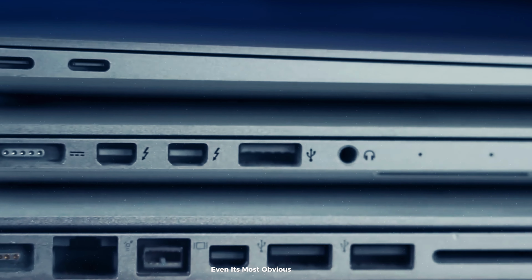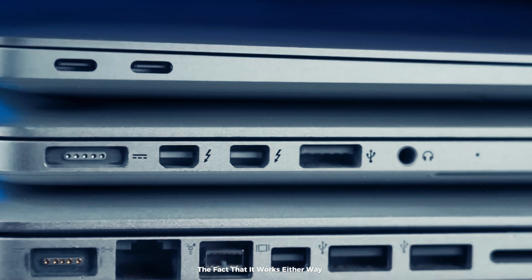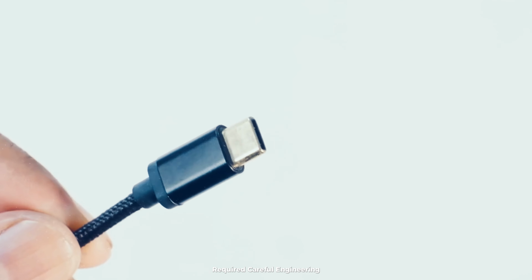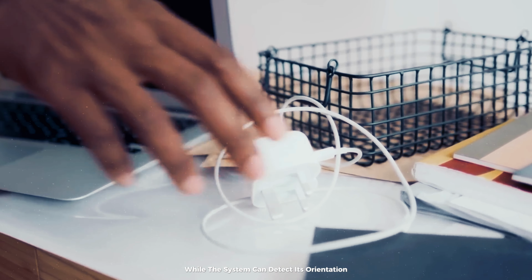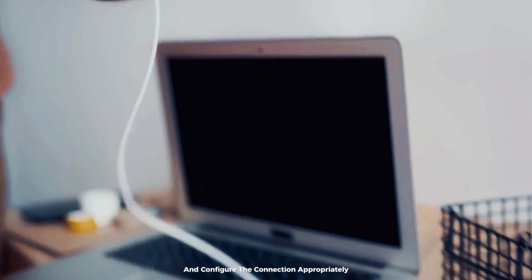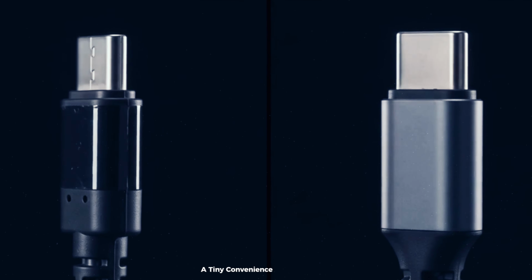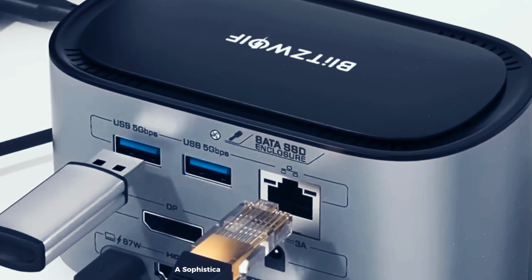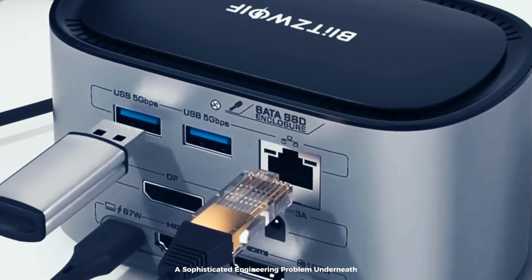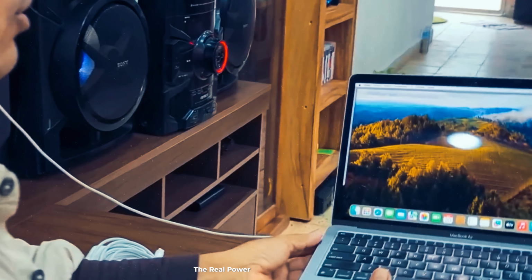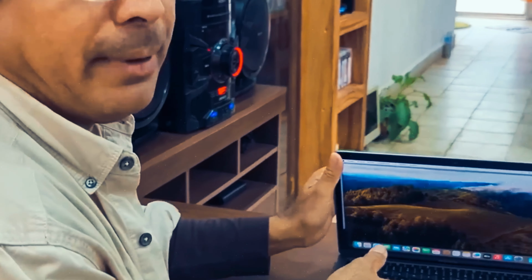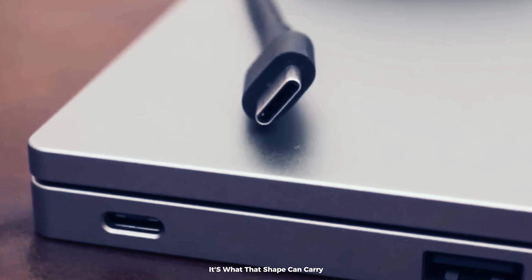Even its most obvious feature, the fact that it works either way up, required careful engineering. The connector is symmetrical, while the system can detect its orientation and configure the connection appropriately. A tiny convenience on the outside. A sophisticated engineering problem underneath. And that was only the beginning. The real power of USB-C isn't its shape. It's what that shape can carry.